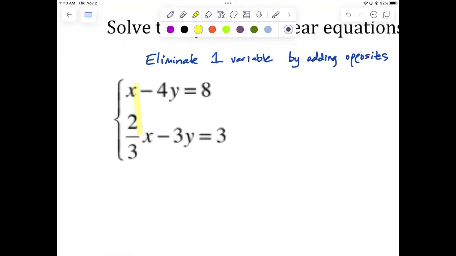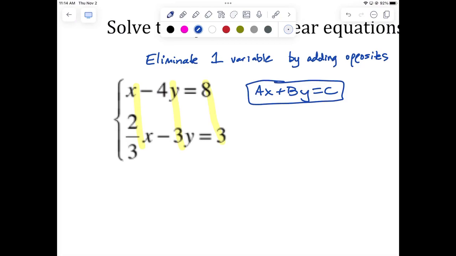So with that in mind, what you're trying to do is get your x terms written first, your y terms written second, and your constants written third. If they're not already written in this x, y, a format, you want to get them in that format. So it's ax plus by equals c format. You want them both to be that way so that they line up.